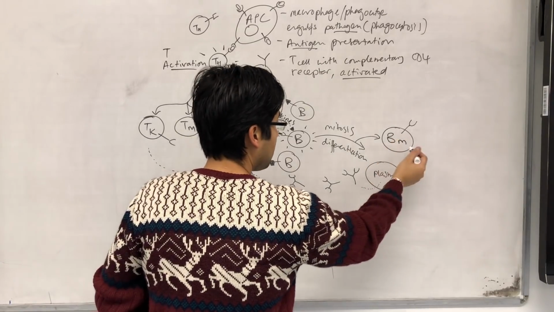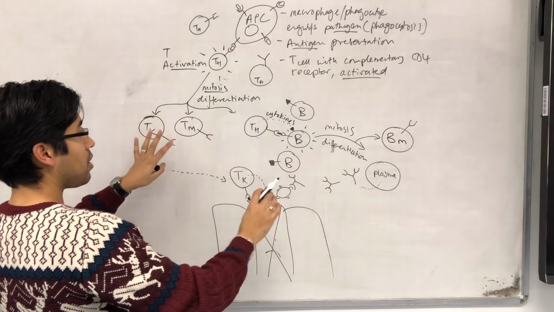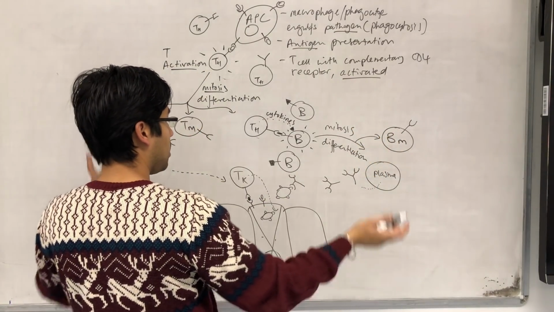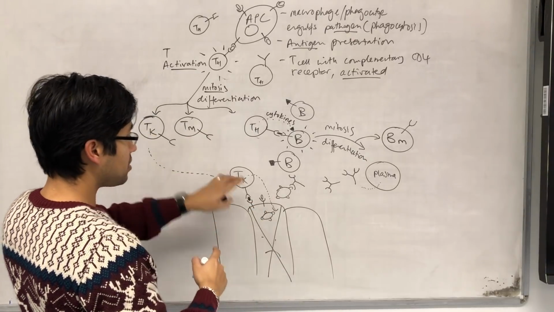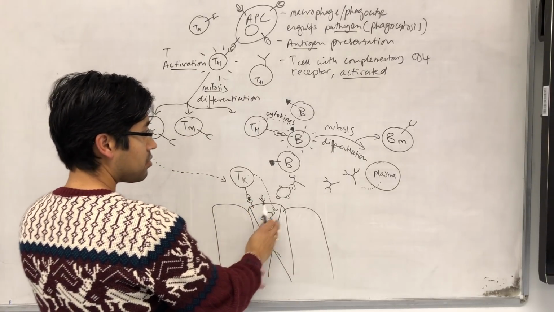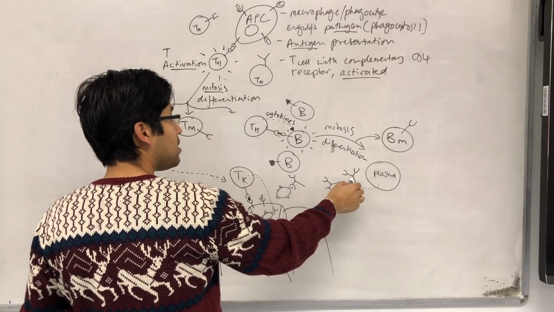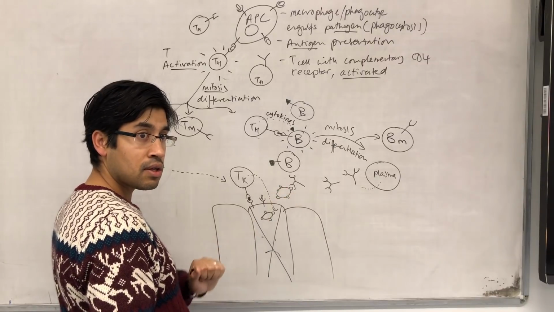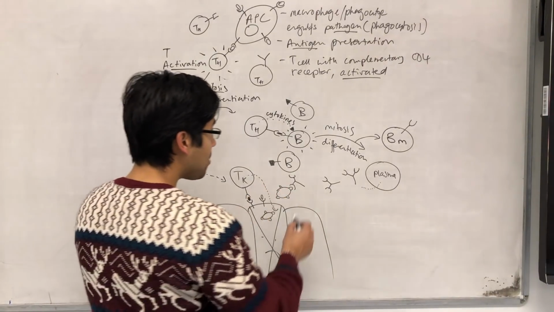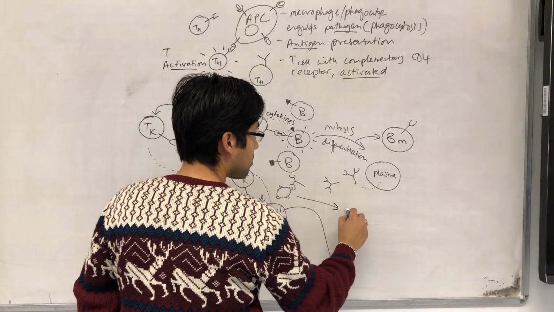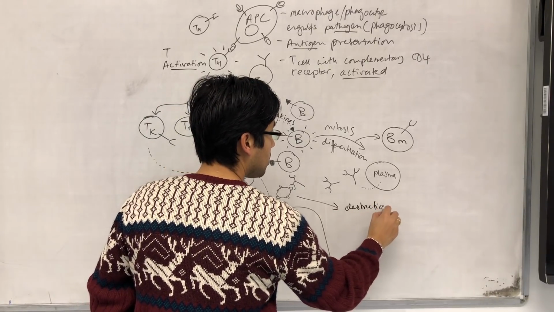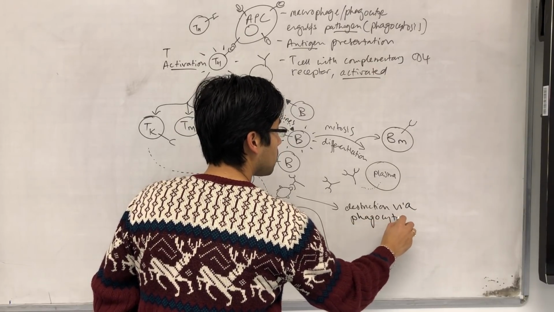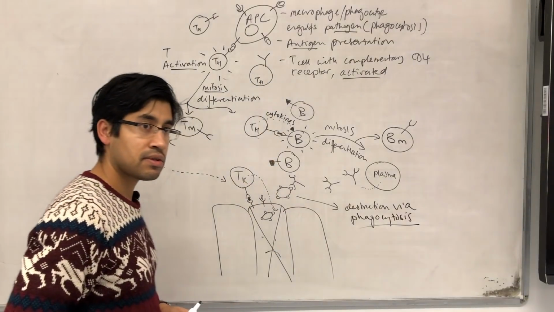So B memory cells will hang around, T memory cells will hang around. They are kind of background for now, but they'll be important in the secondary infection. But for now, we've got T killer cells killing infected cells. We've got plasma cells that are producing antibody that will bind to the antigen on the surface of any free pathogen and thereby cause destruction via phagocytosis.